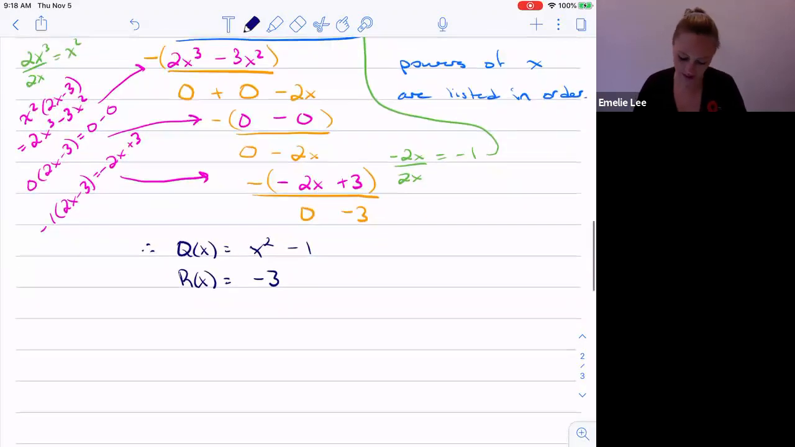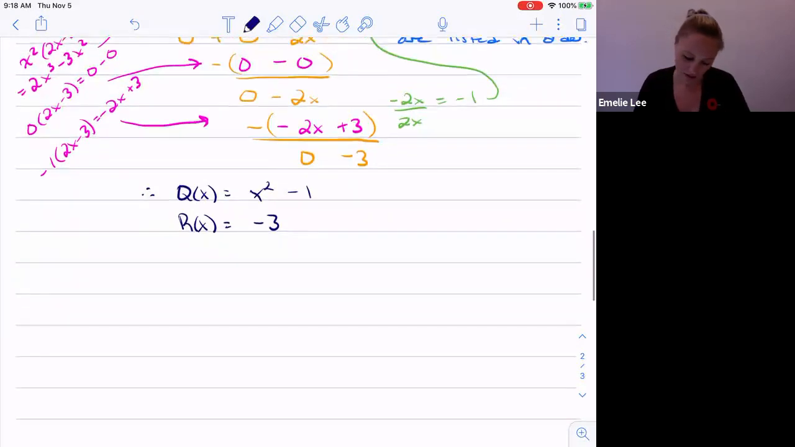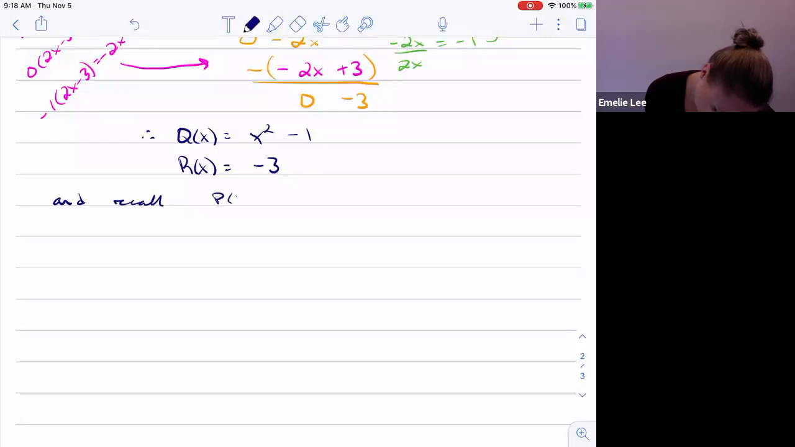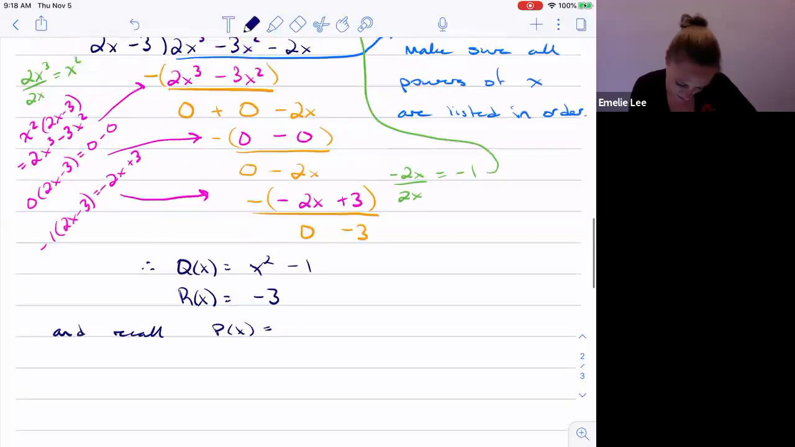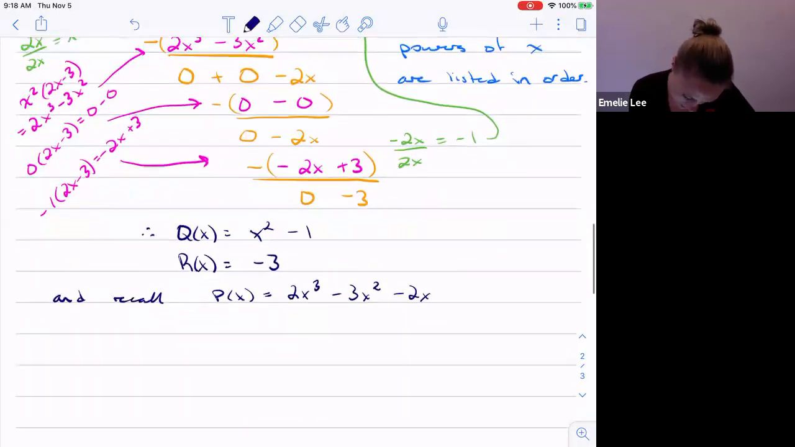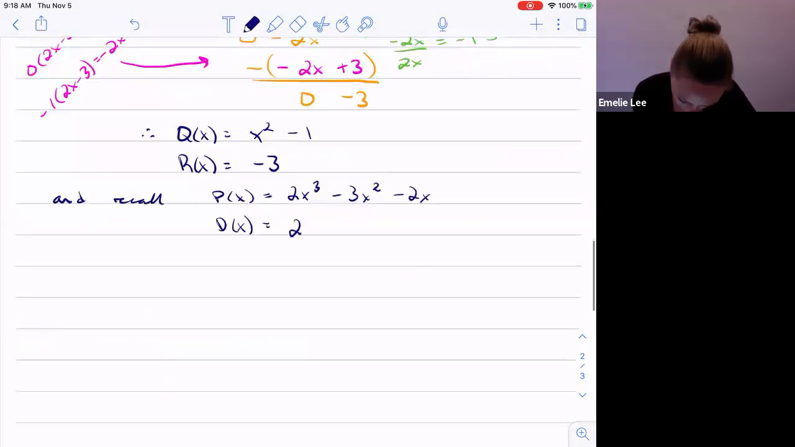So you can write it as either p of x is d of x, q of x plus r of x, right? And recall p of x is 2x to the 3 minus 3x squared minus 2x, and d of x was 2x minus 3.